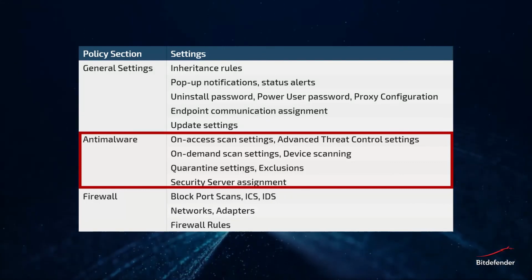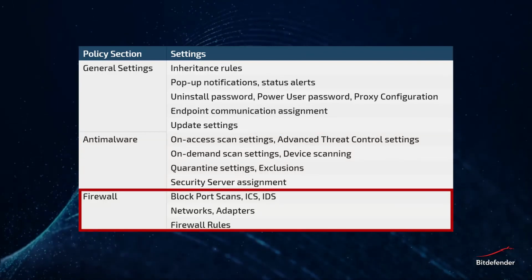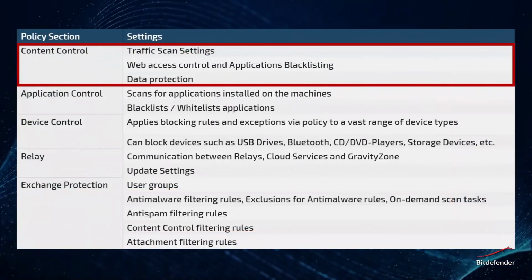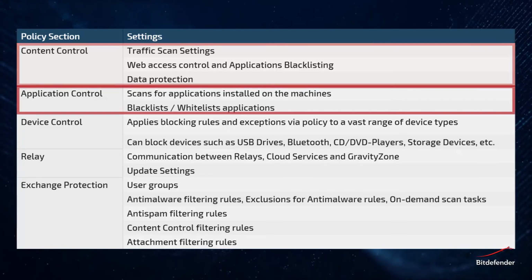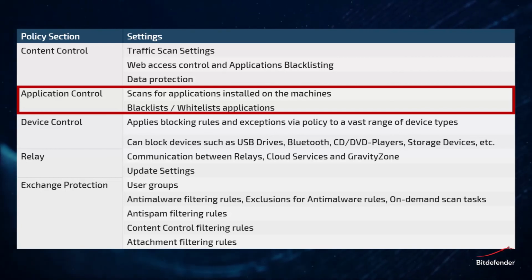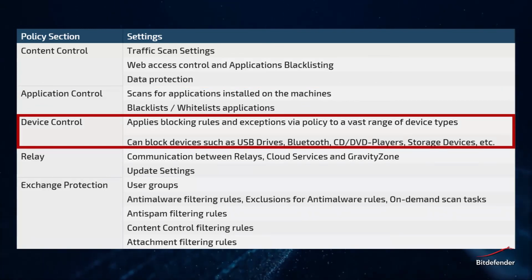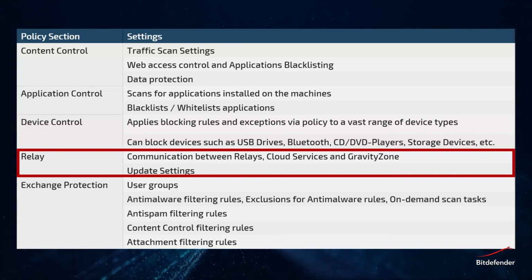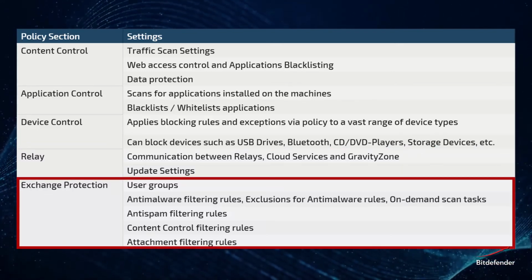The firewall protects the devices from inbound and outbound unauthorized connection attempts. Content control includes settings for web access control, application blacklisting, and data protection. The application control module prevents malware and zero-day attacks, and enhances security without impacting productivity. Device control allows you to block connections of specific devices such as flash drives to your network. Under Relay, you can specify how BEST communicates with the GravityZone appliance and cloud services. Exchange scan and filtering rules can be created under Exchange protection.